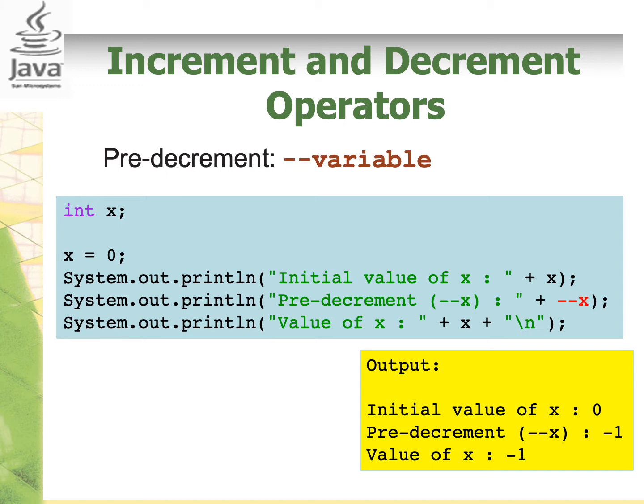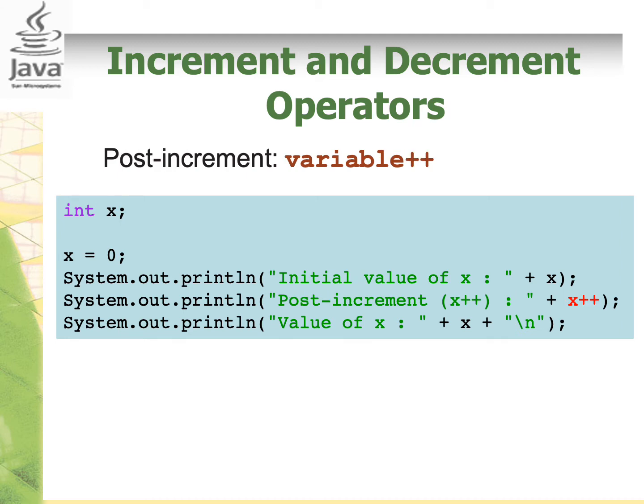Similarly, for pre-decrement, it will display the initial value of x as 0. Pre-decrement is -1 because 1 will be subtracted from the original value of 0 before displaying it on the screen. And the new value of variable x is now -1.